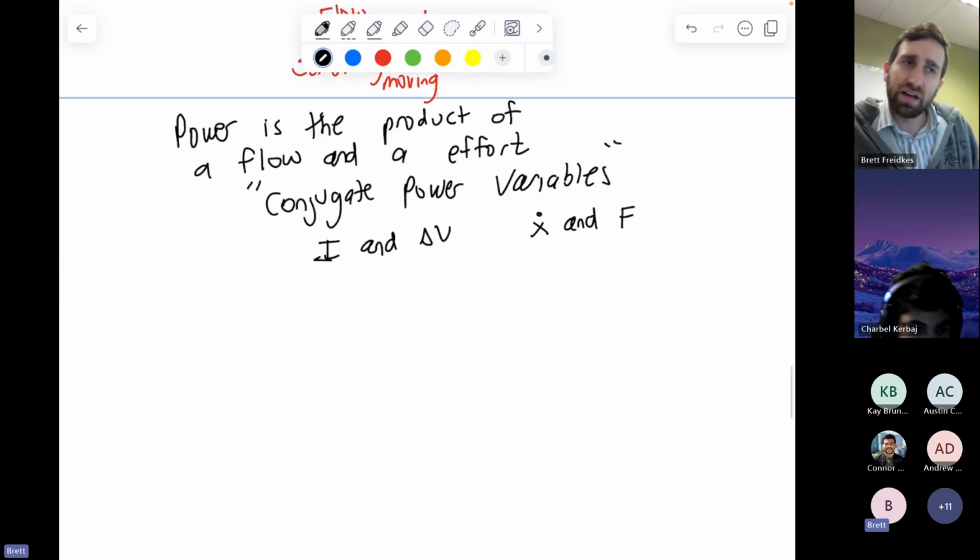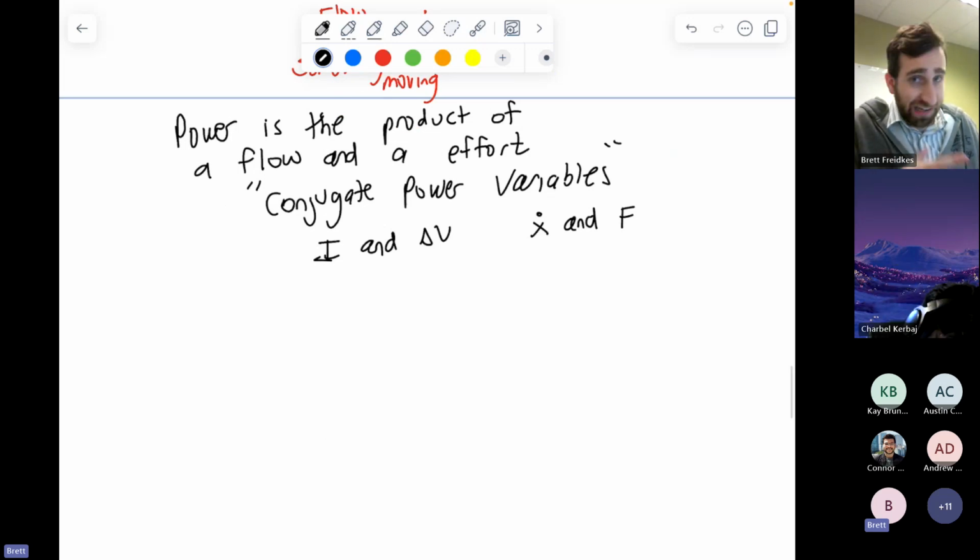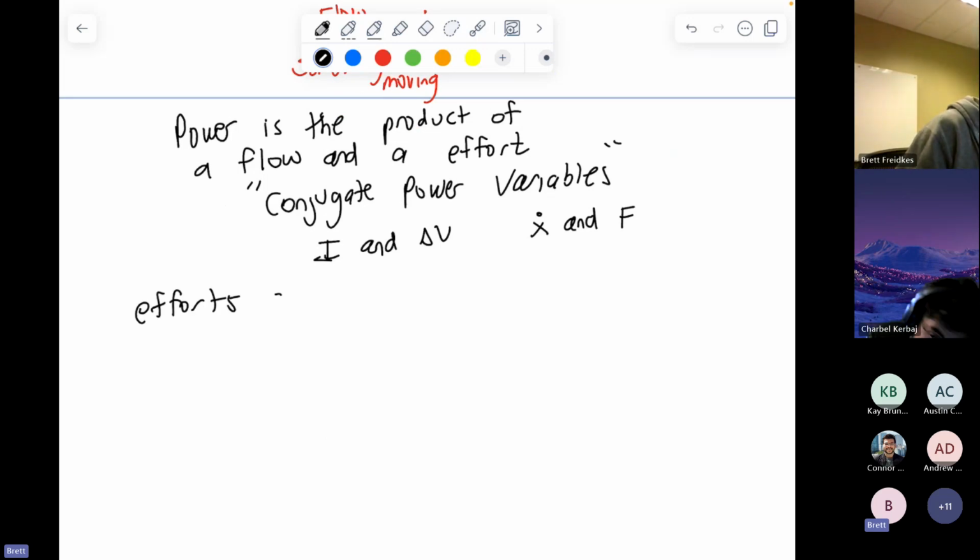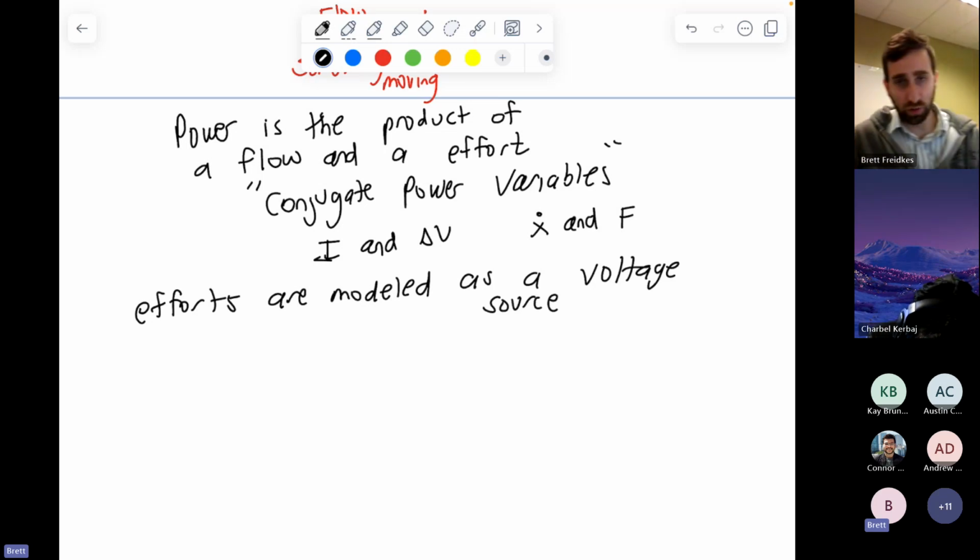And what you'll see is that we're going to ultimately take some sort of system, a mechanical system, or an acoustic system, which we'll talk about shortly, and represent it as an electrical circuit for our model, where the effort that is causing the mechanical model to move in some way, like an external force or an external pressure or something, that will be the same as a voltage source in the electrical circuit. That's our effort. We'll model it as a voltage source. So efforts are modeled as a voltage source.